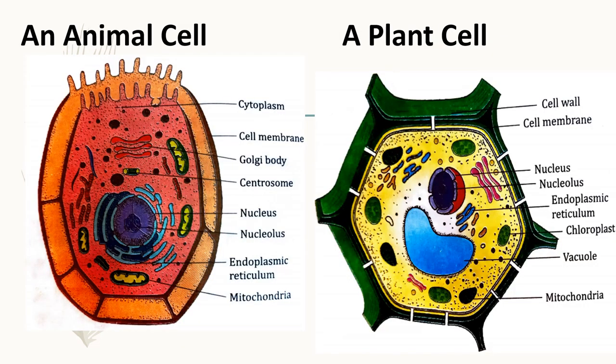Now we will take the animal cell and the plant cell. Here I have shown the diagram of an animal cell and a diagram of a plant cell. And you can see different cell structures which are found in these cells, which I am going to take in the further slides.